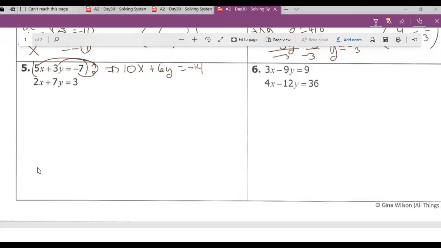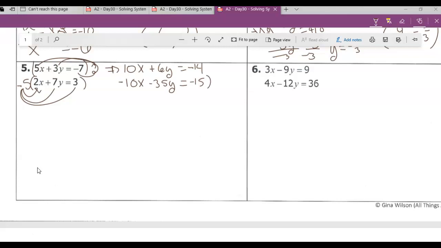Now, in order to get rid of my x's on the bottom, I'm going to multiply this whole entire line by negative 5. When I do that, negative 5 times 2x is negative 10x's, which is what I want, so they'll cancel out. Negative 5 times positive 7y is negative 35y's. And then negative 5 times positive 3 is negative 15.